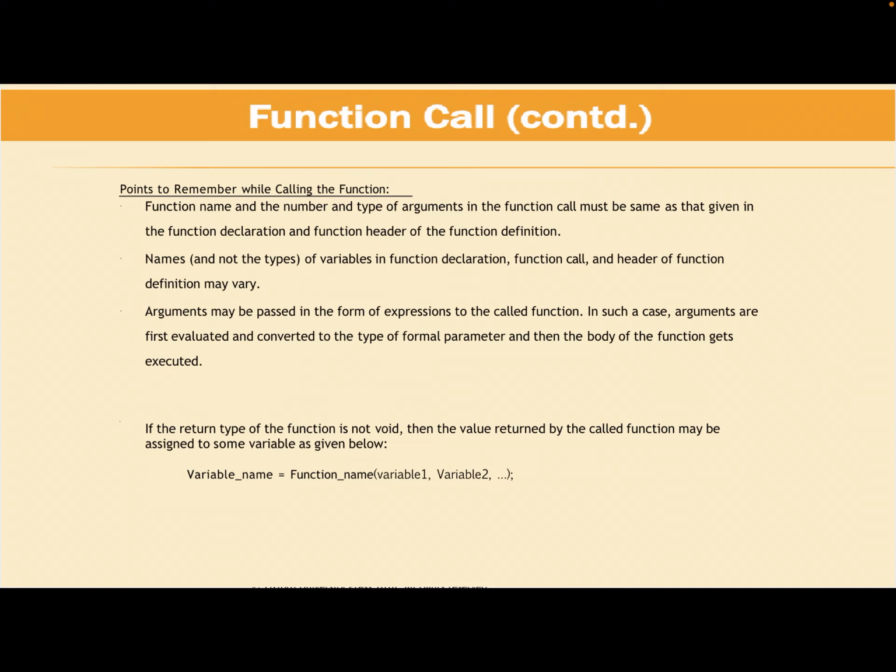If the return type of the function is not void, then the value returned by the called function may be assigned to some variable in the given main function. So variable name is equal to function name followed by variable 1 and variable 2. The return value can be assigned to any variable which is defined in the main function.